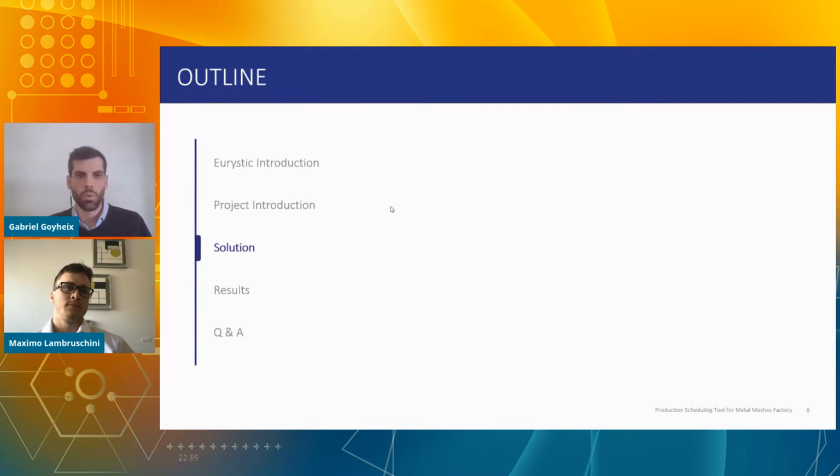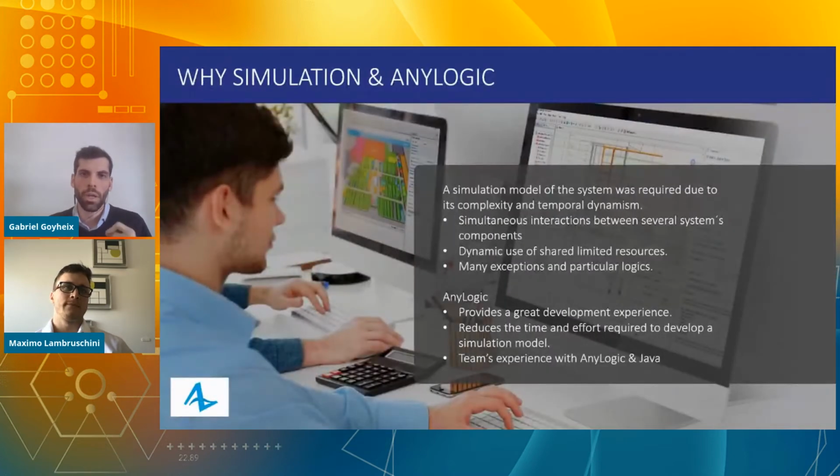So we proceeded to develop a solution for the client's needs. We determined that the solution required a simulation model to represent the system because it must include many complex components that interact with each other, and it also evolves in time. Many of these components, such as the machines, share limited resources, and some buffers have particular storage logics. These characteristics make it difficult to model the system in another way.